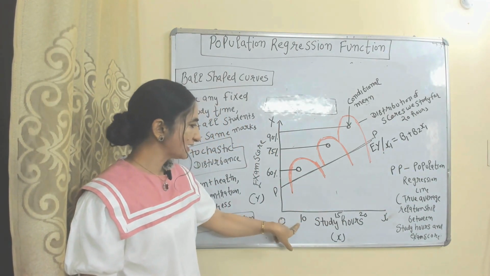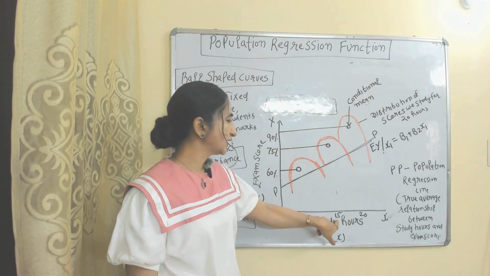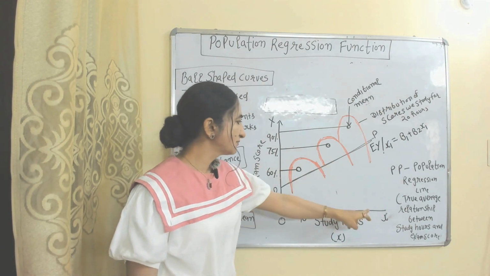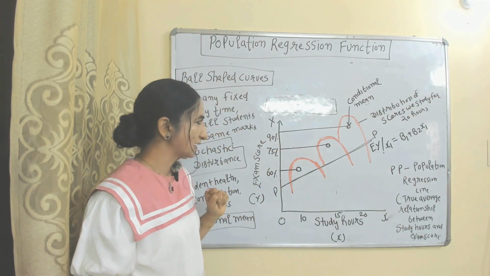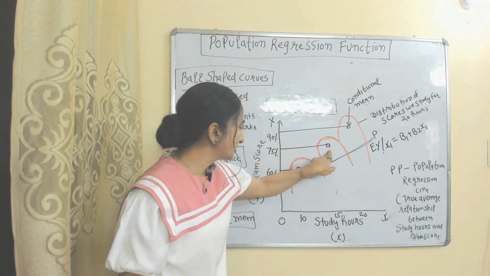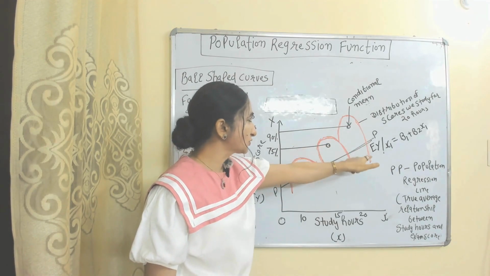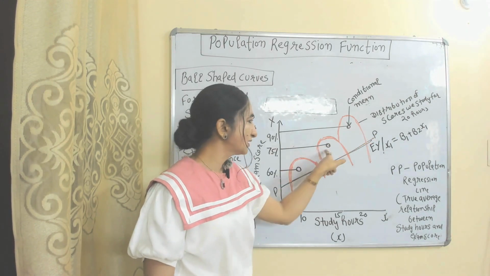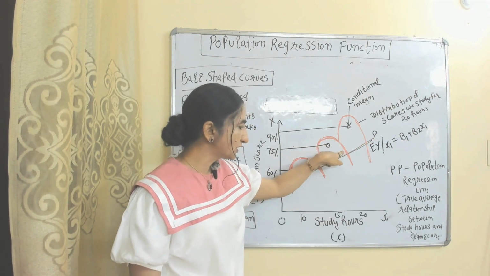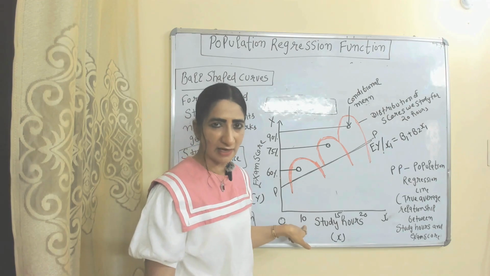Students who studied 10 hours receive 60%. Those who studied 15 hours receive 75. Similarly, you can see those who studied for 20 hours receive 90% marks. And this point shows a conditional mean. And this curve shows the distribution of scores of those who studied for 20 hours, the distribution of scores of those who studied 15 hours, the distribution of scores of those who studied 10 hours.